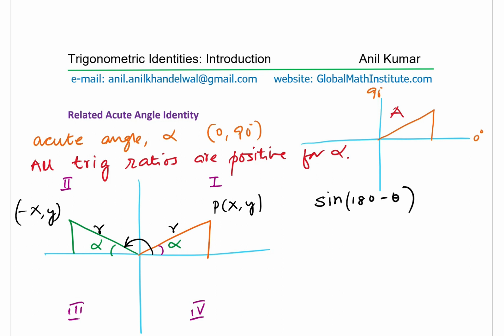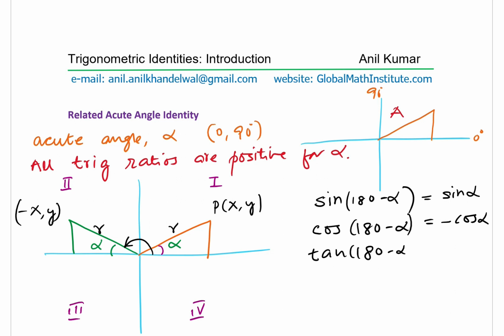Correct? Let me write alpha, the related acute angle. Since the sine value is positive, we could write this as sine alpha. However, cosine is negative, so cos of 180 minus alpha will be minus cos alpha, and tan of 180 minus alpha will be minus tan alpha.